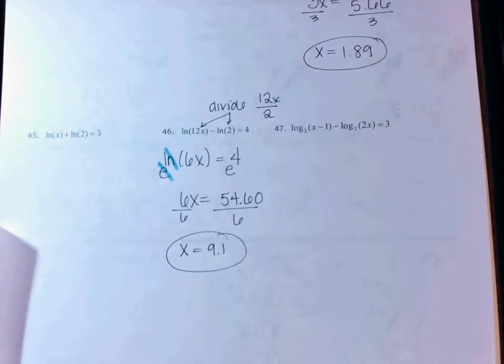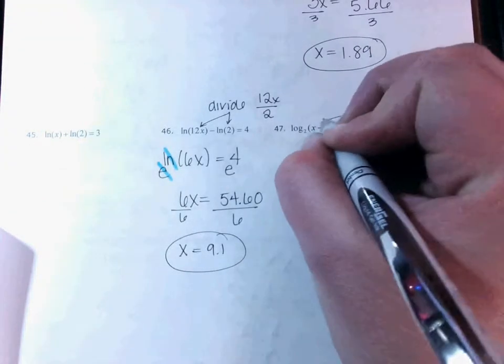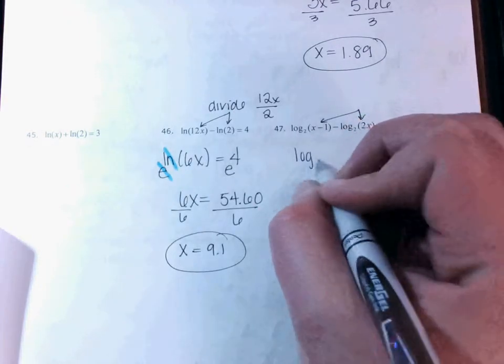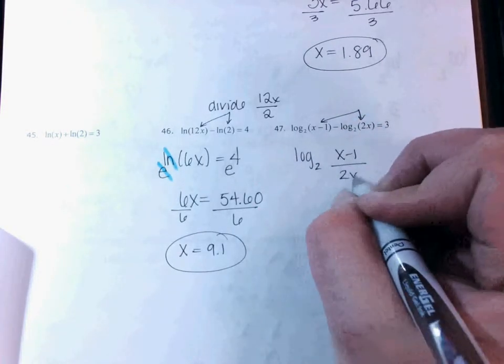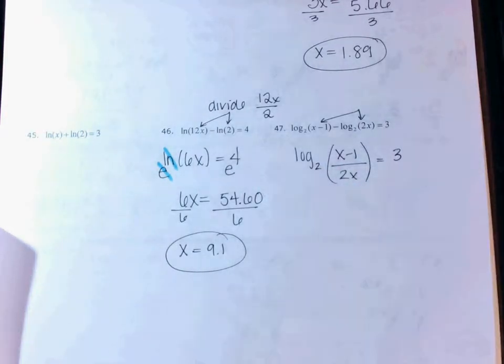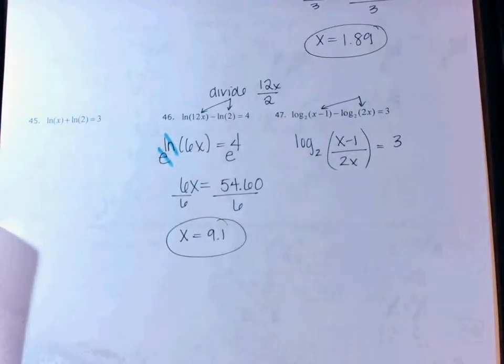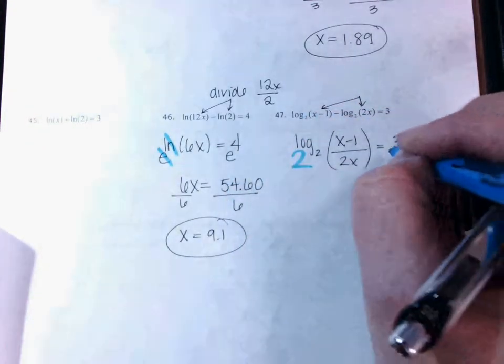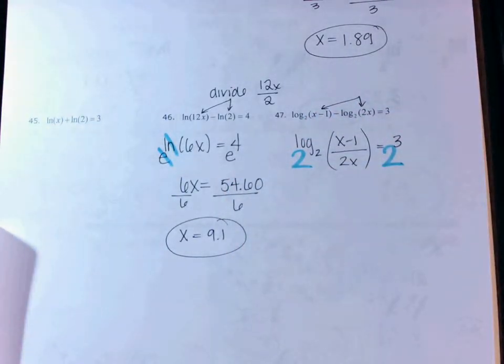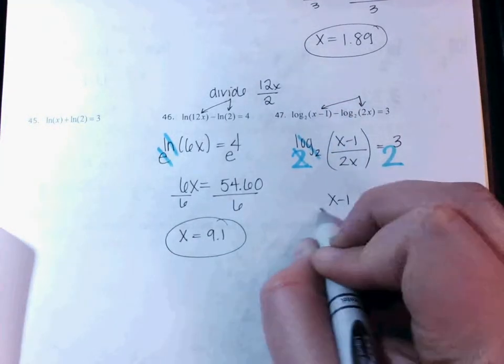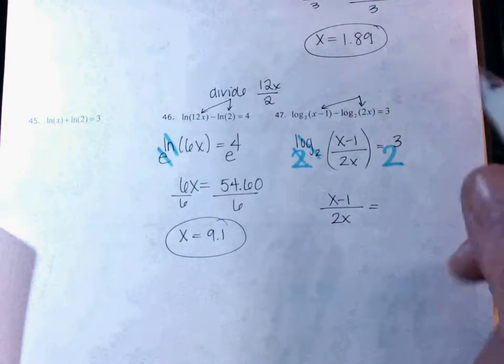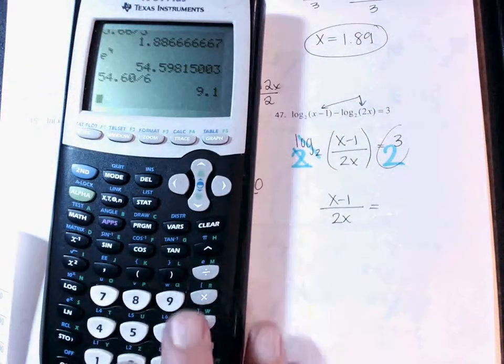Which one? 47. Okay, minus in the middle. What do I do? Divide these guys. Now, if they both have an x, you're going to have to make it into a fraction. Okay, so I put x minus 1 divided by 2x. And then how do I get rid of my base 2? You 2 it, and you 2 it. 2 and log 2 cross out. I'm just left with that fraction, x minus 1 over 2x. I said that wrong, but hopefully you got it. And then 2 to the 3 in the calculator is 8, but you could type it in just like that.